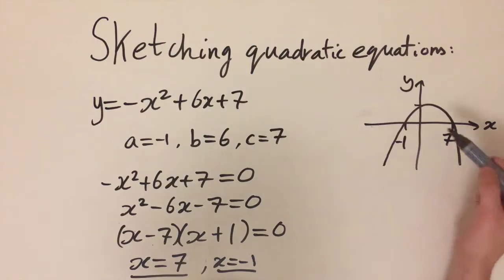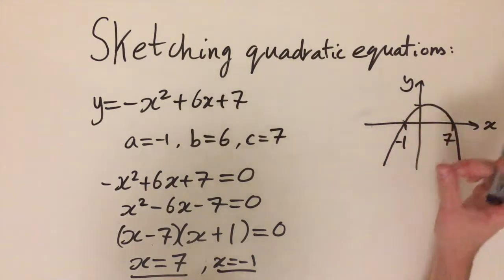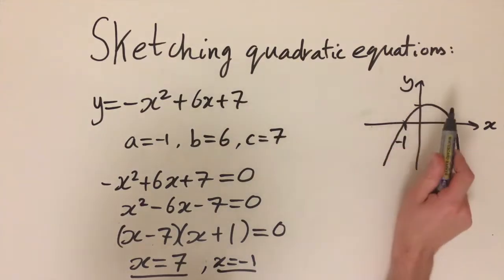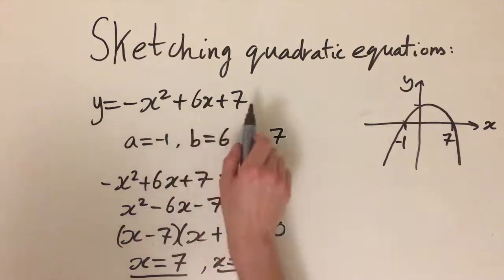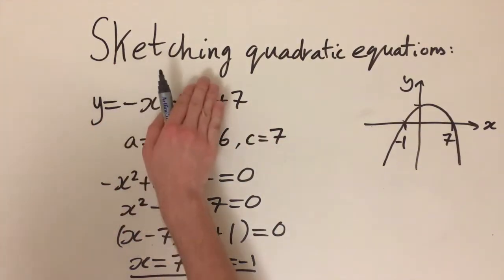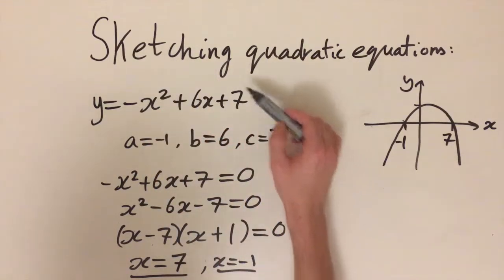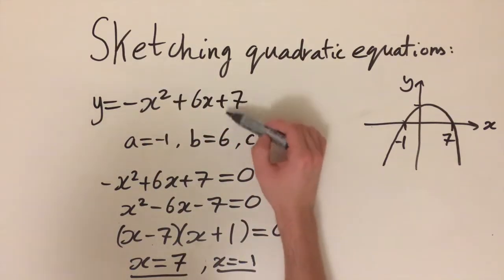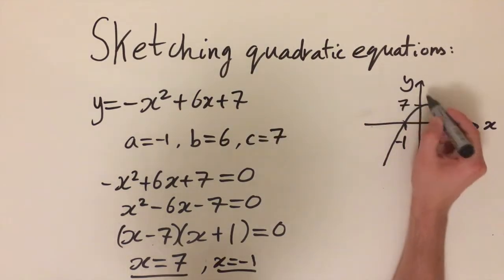And the last step is to work out the y-intercept. So the y-intercept is when x is equal to 0. So we're just going to go back up into the equation and set x equal to 0. So the x term goes as well, and we're just left with the plus c constant, just the whole number at the end. So this is 7, which means the y-intercept is 7.